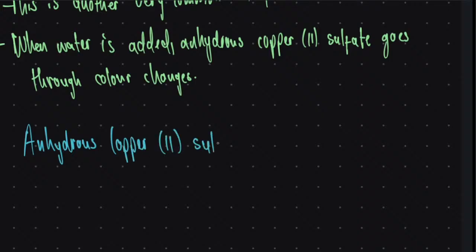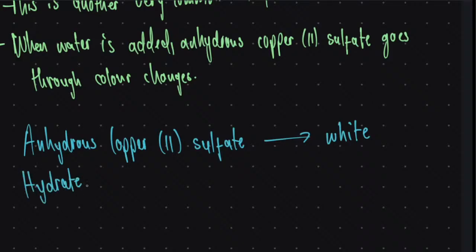I'll teach you something about transition metals, that they are usually 2. Iron 2, copper 2, cobalt 2. These transition metals, they're usually 2. Anhydrous copper 2 sulfate is white, the color. Hydrated, which means when you add water, hydrated copper 2 sulfate is blue.